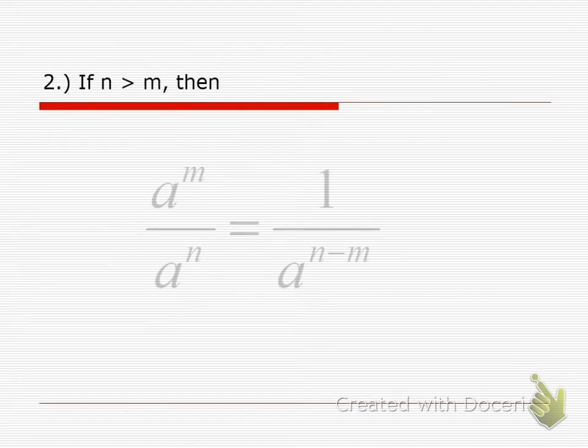The next one is if n is greater than m, then technically you end up with 1 over a to the n minus m. Now, I'm not a huge fan of this rule. I like it better when we just do it the same way every time. And then if your exponent is negative, it has to get moved. So if you want to stick with that, that's fine. It ends up being the same as this. I think this is just getting a little picky.